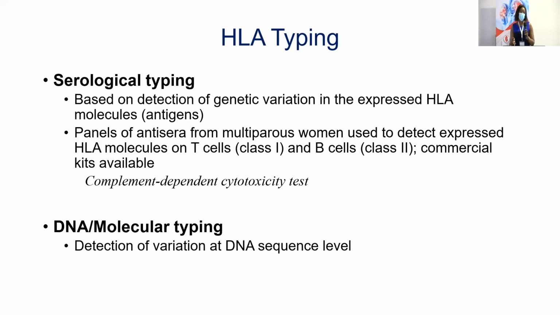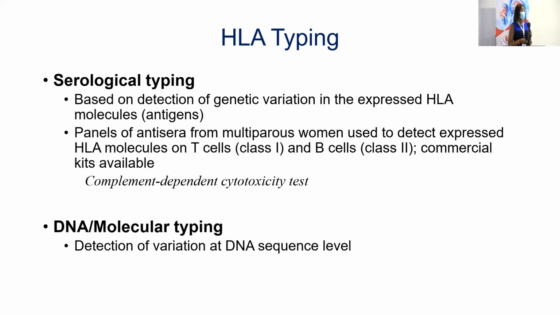Remember, the T cells express class 1 HLA, the B cells express both class 1 and 2, but they would use that to compare and see whether someone is sensitized against class 1 or class 2 HLA molecules. And this test is basically called the complement-dependent cytotoxicity test. I'll allude to it later. But it's a very finicky, time-consuming test. It's difficult to maintain stability in these panels of antisera.